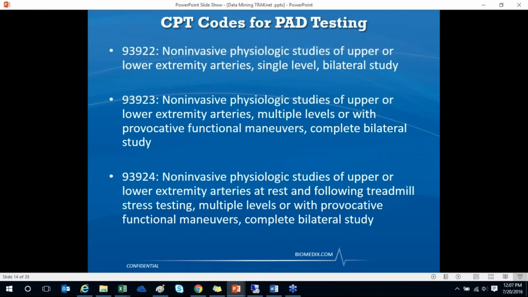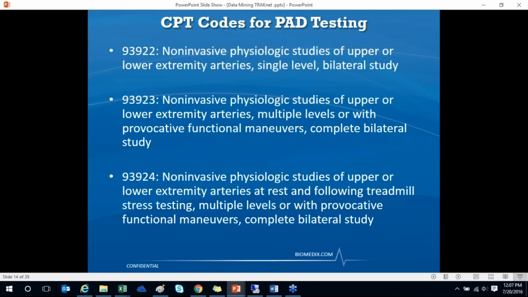Here we have some codes that can be used for billing your PADnet study. The first code is 93922. When conducted at the ankle, this study has two components: ABI values and the waveforms from the ankle. This study generally reimburses around $100. The CPT code 93923 consists of ABI values and waveforms at 3 or more levels. And this code generally reimburses around $125.